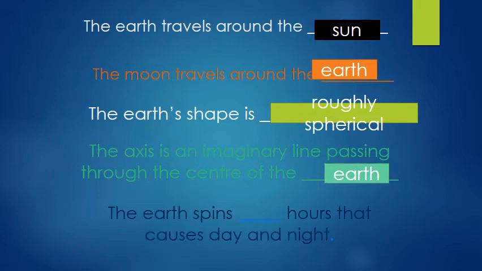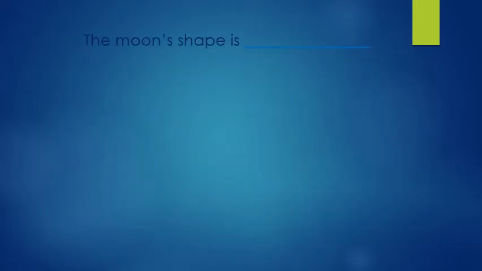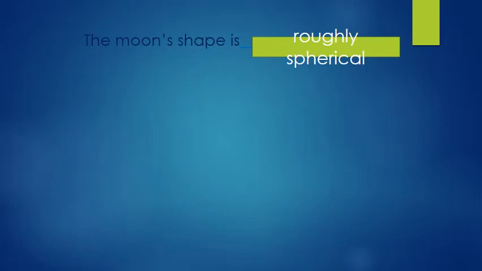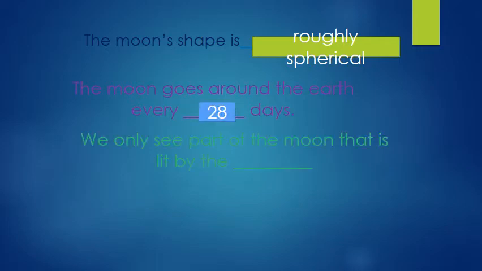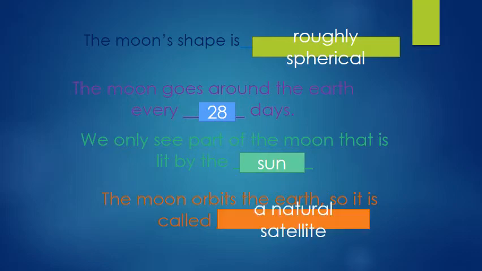Very good. The Earth spins every 24 hours, that causes day and night. The moon's shape is roughly spherical too. The moon goes around the Earth every 28 days. We only see part of the moon that is lit by the sun. Very good. The moon orbits the Earth, so it is called a natural satellite. Very good, guys.